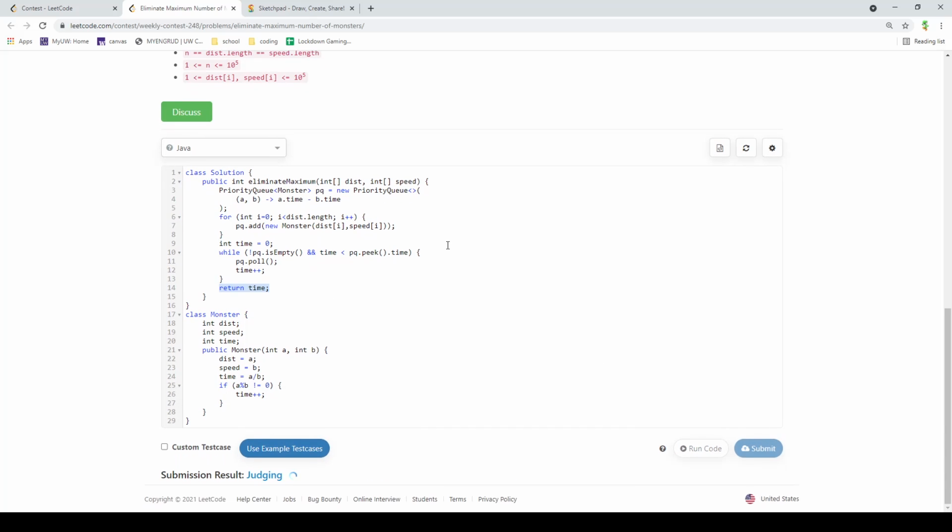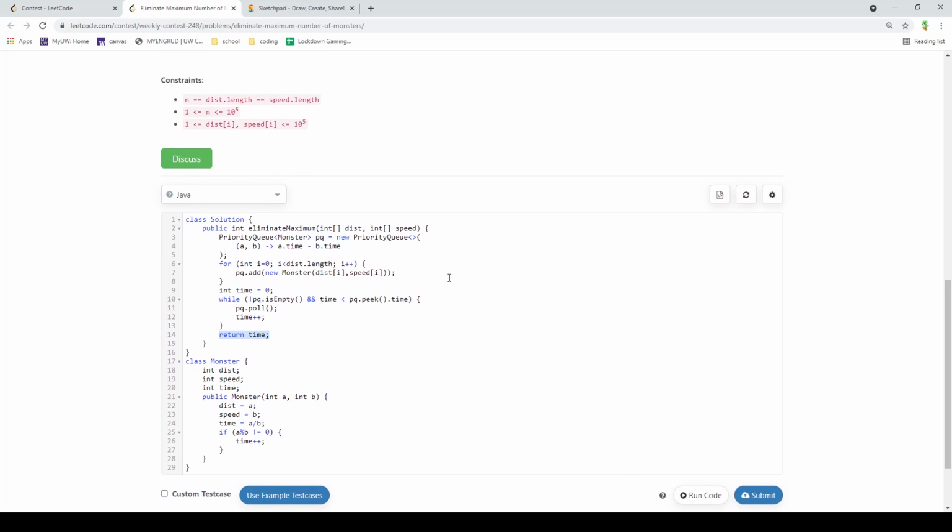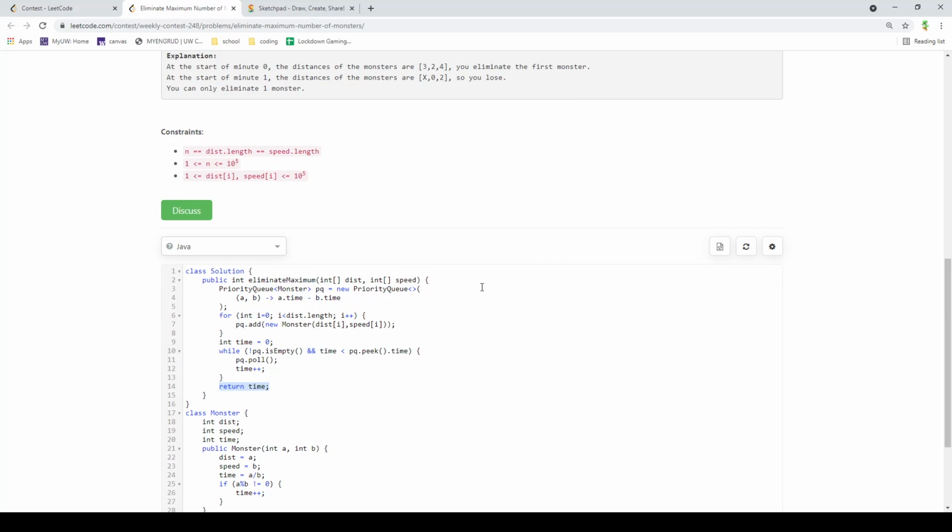So if we submit this, it gets accepted, and the runtime of this would be n log n, and because n is 10 to the 5, that's a viable solution.